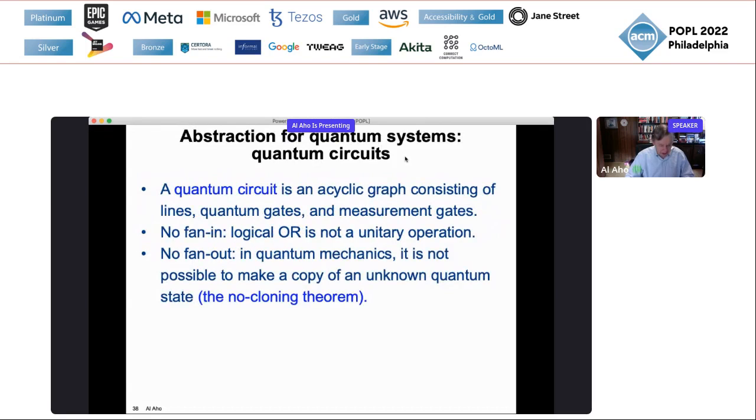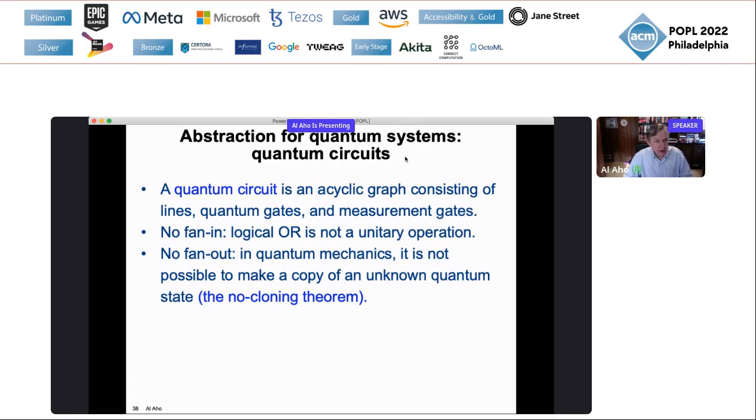We are finally ready to introduce quantum circuits, a key abstraction for quantum computing. Quantum circuits are sometimes called the gate model of quantum computing. Quantum circuits are a little bit like Boolean circuits, but there are important differences. A quantum circuit is an acyclic graph consisting of lines connecting unitary operators and measurement gates. No fan-in is allowed because logical OR is not a unitary operation. Logical OR is not reversible.